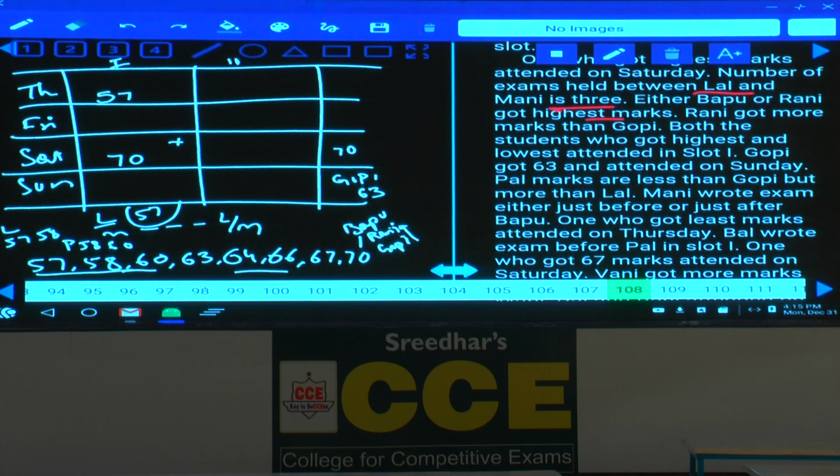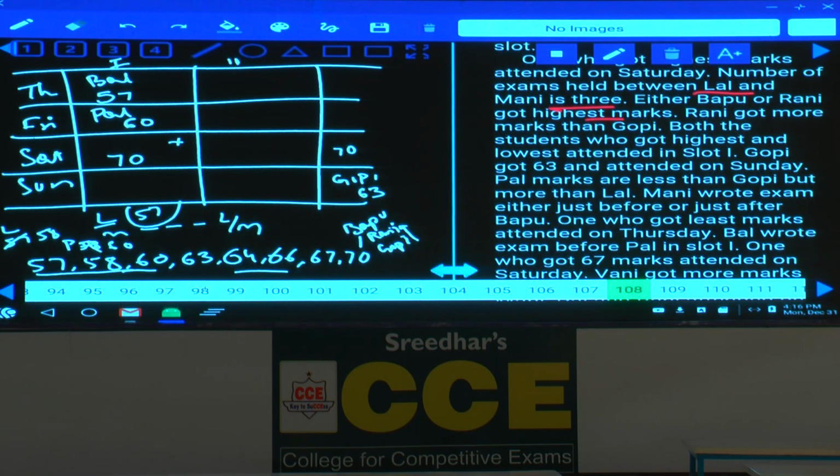As Paul cannot be 70, Paul and Ball must be in the first slot, Ball immediately before Paul. As this Ball got 57, Paul can get either 58 or 60, but as Lal gets either 57 or 58, out of which 57 is not possible, Lal is 58 and Paul is 60. Done with this? Now we got Paul 60.